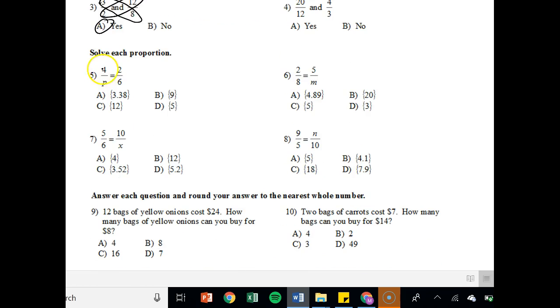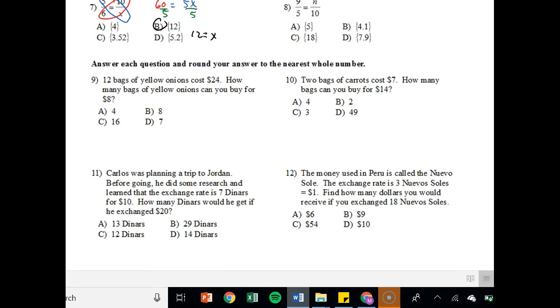On these problems, it's just 4 times 6 is 24. 2 times p is 2p. And then we just divide by 2 to solve. So p is equal to 24 divided by 2, which is 12, so C. Again, it's 6 times 10, which is 60, 5 times x, which is 5x, divide by 5 to solve, so 60 divided by 5, x is equal to 12. All right? Again, sorry for the noise.